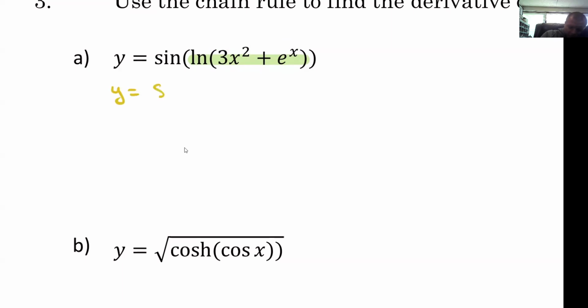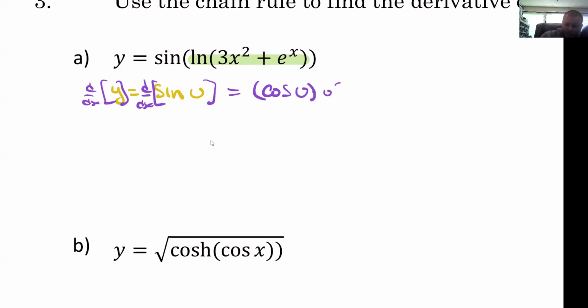So right now I'm looking at this as y equals the sine of u. And I know that when I take the derivative of the sine of u, that's nice and friendly. That's going to equal the cosine of u times u prime. So maybe I'll write it like that. I already have part of my derivative: it's going to equal the cosine of u.